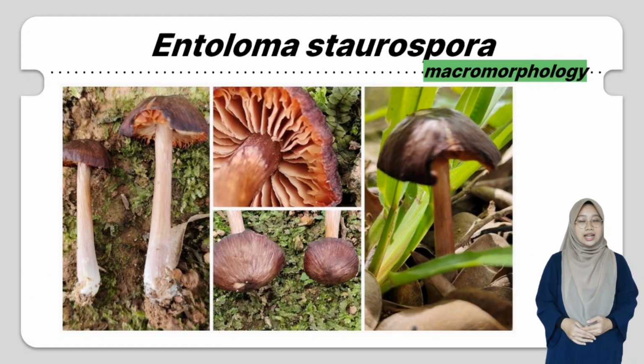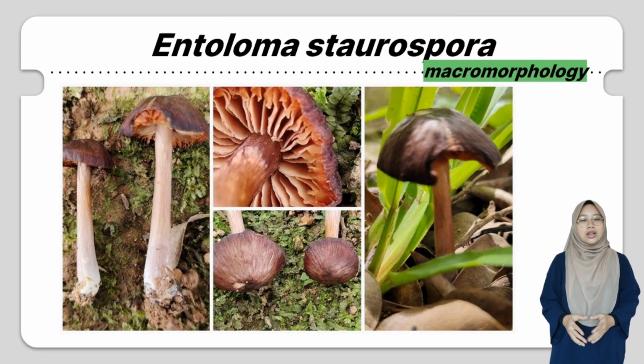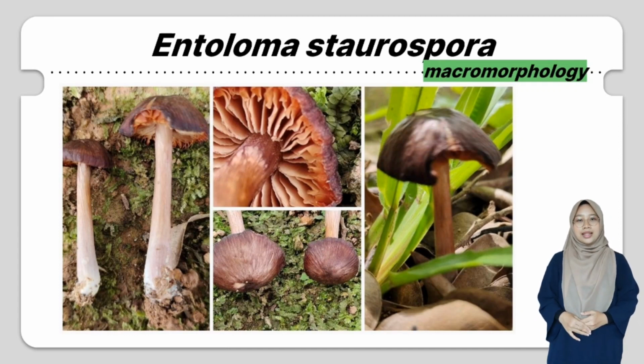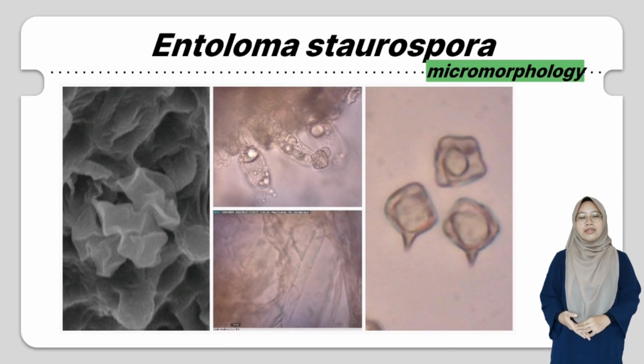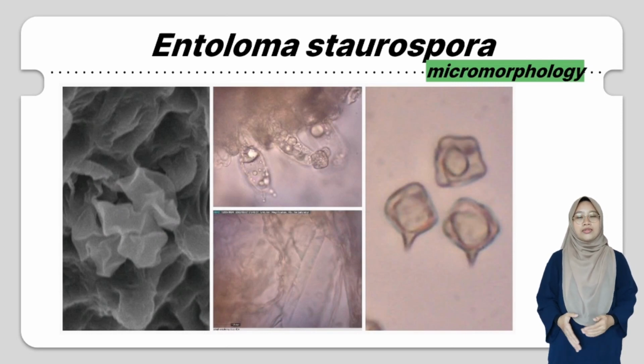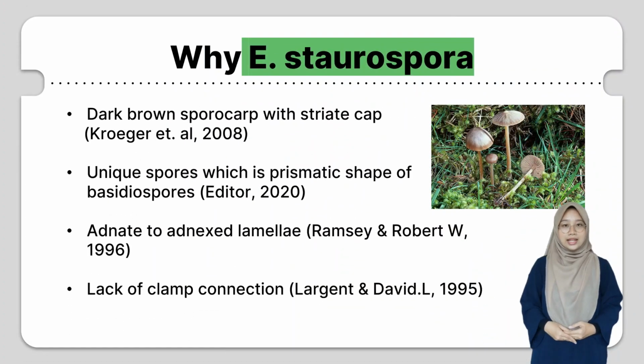The sporocarp was shining dark brown, with a smooth and silky surface, noticeable lamella and lamellula with distant spacing of lamella, adnate lamella attached, vivid brown lines alternating with pale grey whitish stripes on the stipe, clavate stipe, twisted and smooth surface type, no ring attached. Basidiospores were angular, prismatic, with 4 to 5 angles, clavate basidia, cylindrical hyphae, and absence of clamp connection. This Entoloma is suspected to be Entoloma staurospora as it has a dark brown sporocarp with striate cap, unique prismatic shape of basidiospores, adnate to adnexed lamella, and lack of clamp connection.